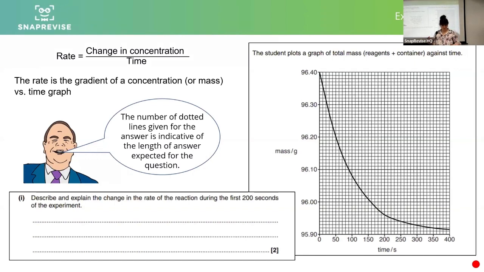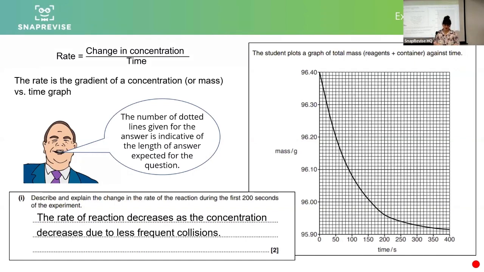So what would you give here? Hopefully you'd say something along the lines of, what's happening? The rate of reaction is decreasing as the concentration decreases. What's the explanation? So that was our description. What's the explanation? Because there are less frequent collisions. We can't say less collisions in this case because it's a rate. They have to be less frequent. Or you can say fewer collisions per unit time. That's fine, as long as it's to do with frequency.